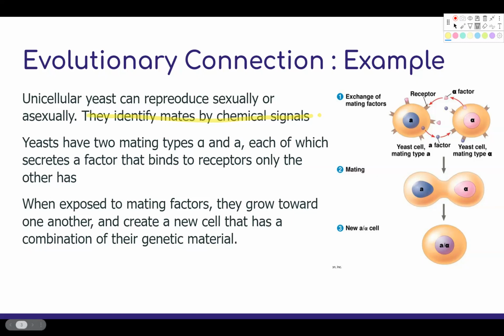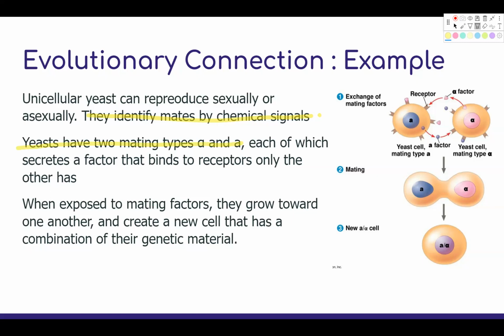Now, yeasts are single-celled eukaryotes. They can reproduce asexually, so just by themselves, but they can also reproduce sexually. There is a way for yeast cells to combine genetic information to create offspring. So, in order to do that, they need to find mates.